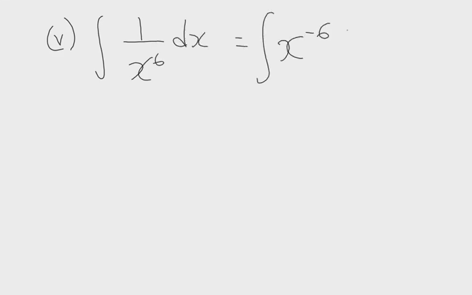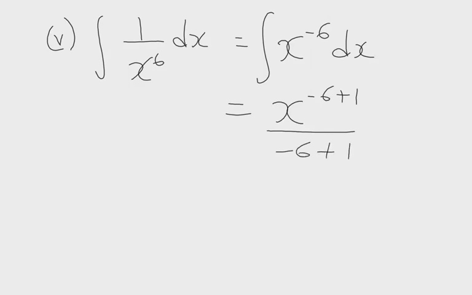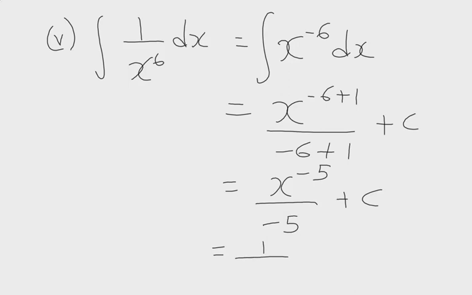Another one, integral of 1 over x equals 6 dx. That will be integral of x equals minus 6 dx. That will be x equals minus 6 plus 1 divided by minus 6 plus 1 plus 6. And that will be x equals minus 5 over minus 5 plus 6. So it can be written like that. And then it cannot be written as 1 over 5x equals 5 plus 6.